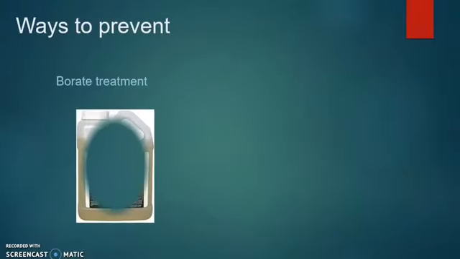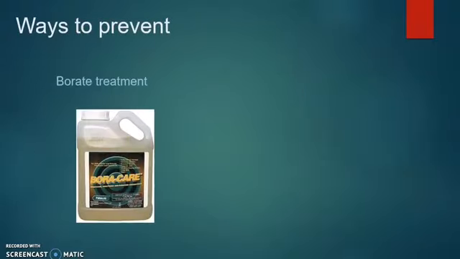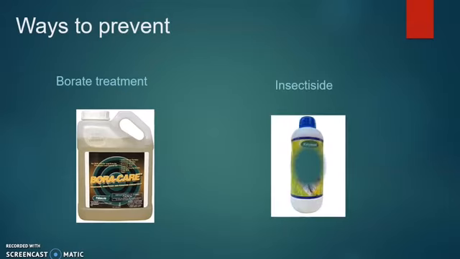So a way to prevent wood boring beetles is borate treatment. This method is an efficient way to prevent wood boring beetles, as it can kill them. Next, insecticide. We can use an insecticide such as Redsect to keep the wood boring beetles from coming to the wood or tree.